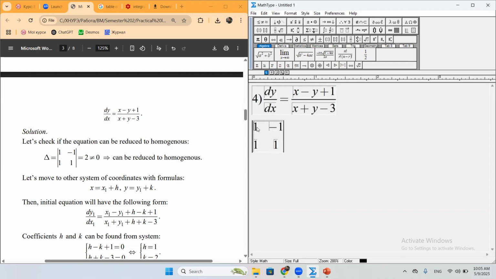So the first row is for the numerator, the second for the denominator. And actually we can see here that this determinant equals 2, and it is not equal to 0, so the equation can be reduced to homogeneous. And how to do it? We will do the following substitution. So x equals x1 plus h, and y equals y1 plus k. h and k are numbers, so they are real numbers.